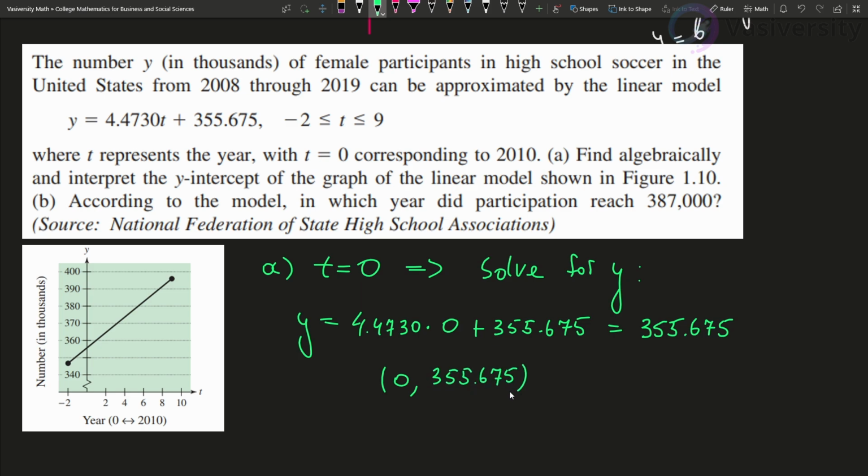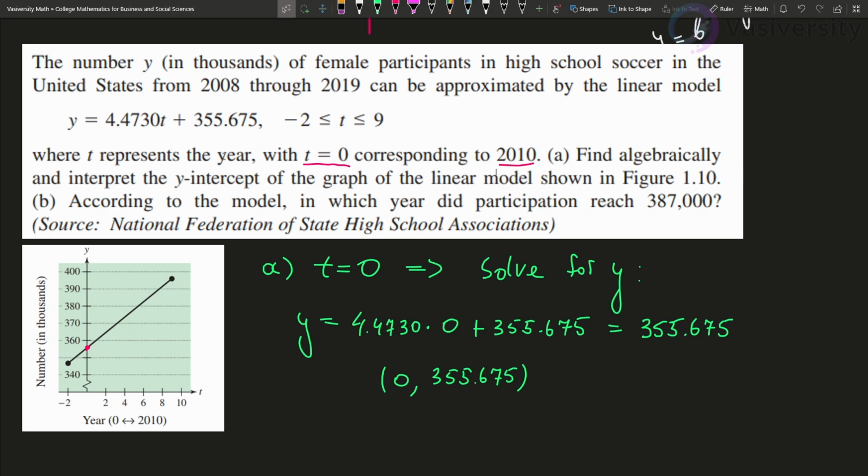So our y-intercept is (0, 355.675). If we take a closer look at the graph, it's right here, that point. We can see it, but now we know the exact value of it. What does that mean? Because t equal to 0 corresponds to 2010, during 2010 we had 355,675 female participants in high school soccer in the United States.